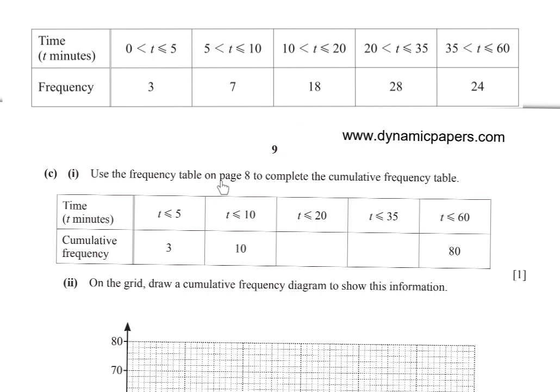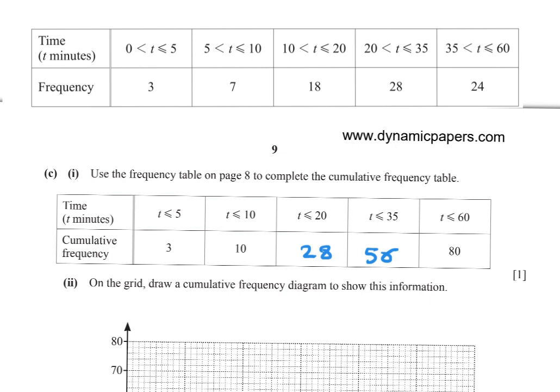Part (c)(i): use the frequency table on page 8 to complete the cumulative frequency table. Less than or equal to 5, we have 3. Less than or equal to 10, 3 plus 7, which is 10. Less than 20, 3 plus 7 plus 18, or 10 plus 18, which is 28. Less than 35, so 28 plus 28, which is 56. Or you can add all before 35, 28 plus 18 plus 7 plus 3, you get the same answer. Less than 60, it's given to you. This is the total frequency, which is 80.